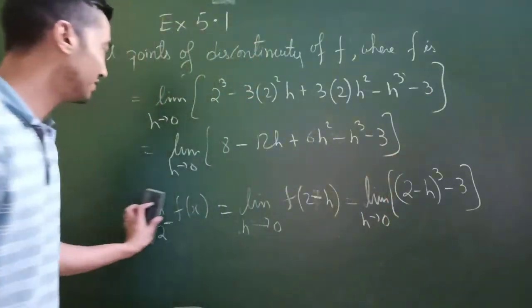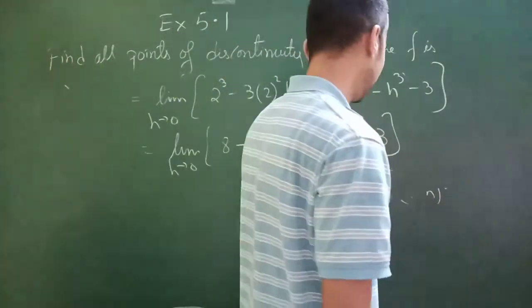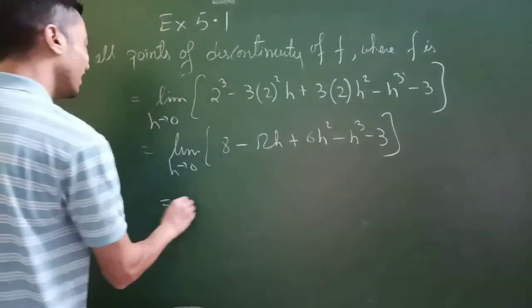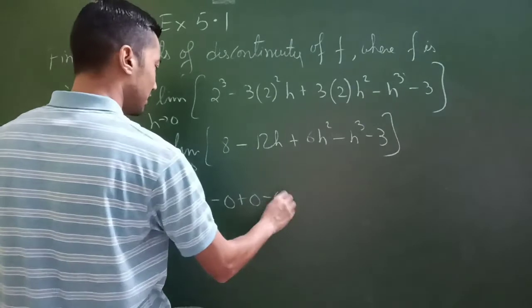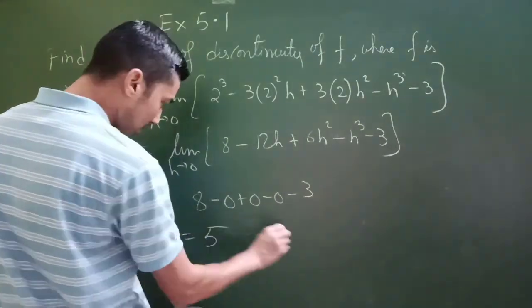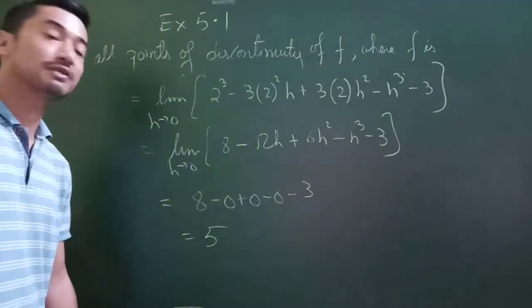Just to be sure that we don't get 0 by 0 or something like that, no? Simplifying actually. So now I can just put the value of the limit h, that is 8 minus 0 plus 0 minus 0 minus 3. So here also what do we have? We still get the same value, that is 5.